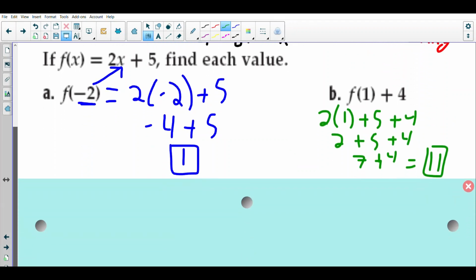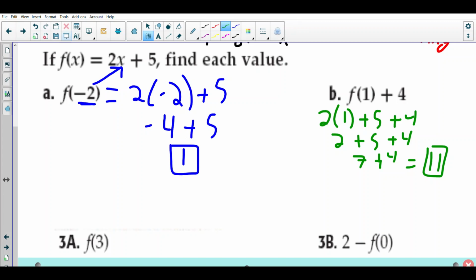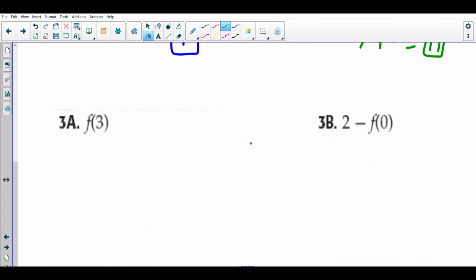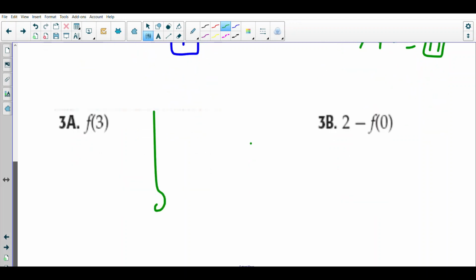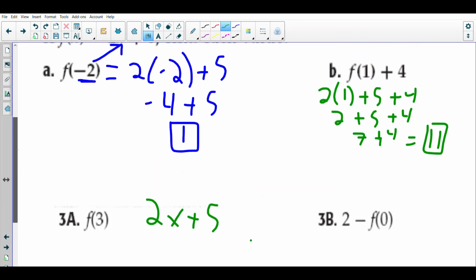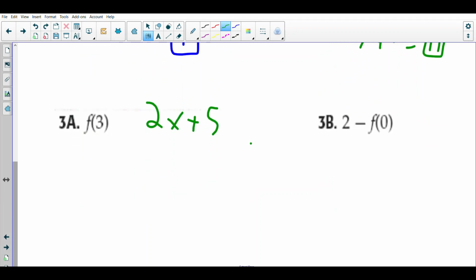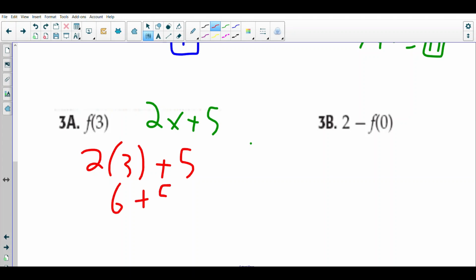Alright, let's keep going. So f of 3. I got to remember my function here, 2x plus 5, just so I don't forget. Now I'm going to put that 3 in exactly where that x is. So I get 2 times 3, and then I'm going to add 5 at the very end again. So I get 6 plus 5, and 6 plus 5 is just 11 once again.